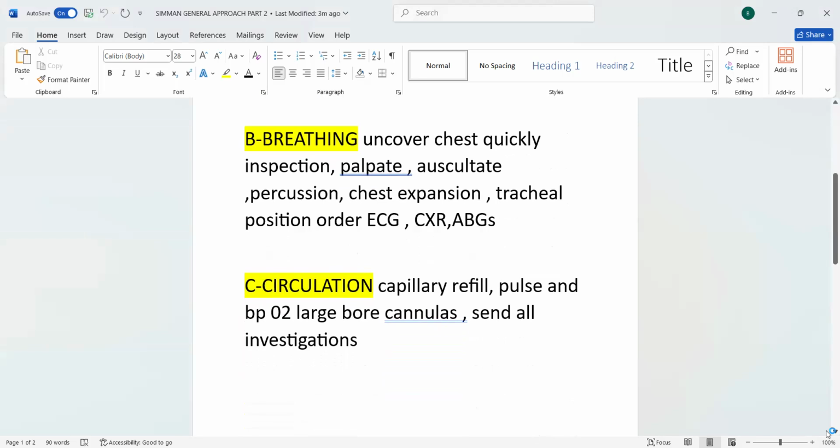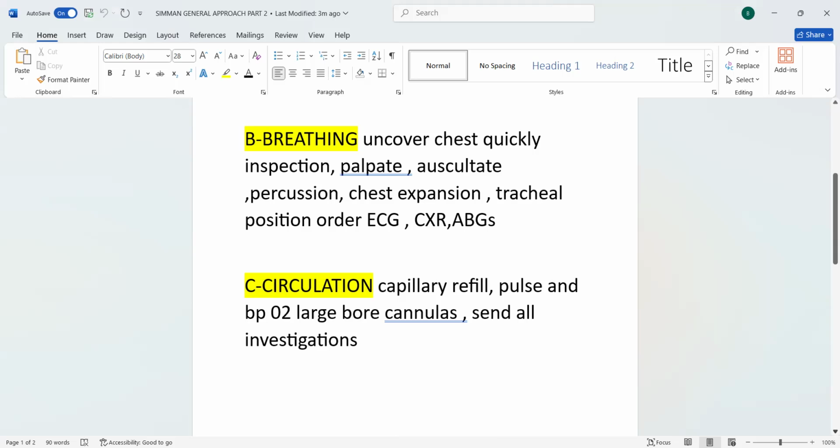After percussion, you have to check whether his chest expansion is equal on both sides, and then tracheal position. You will tell him, "Now, Mr. Robert, I'm going to check your windpipe position." In this way you check his tracheal position, whether it is deviated from the center or not.